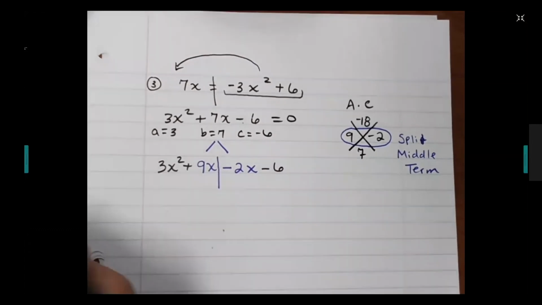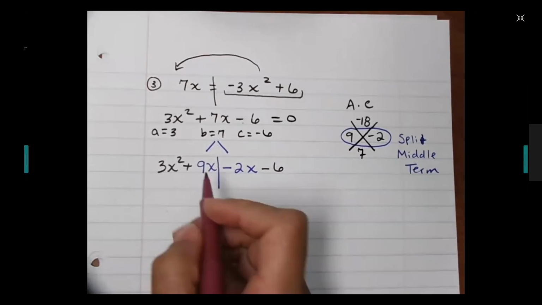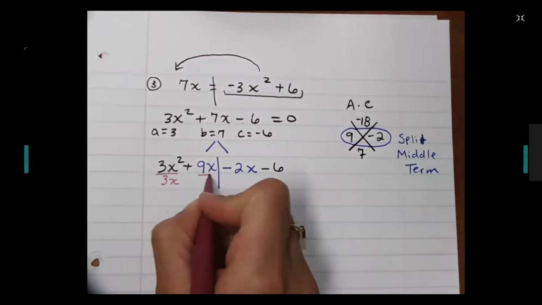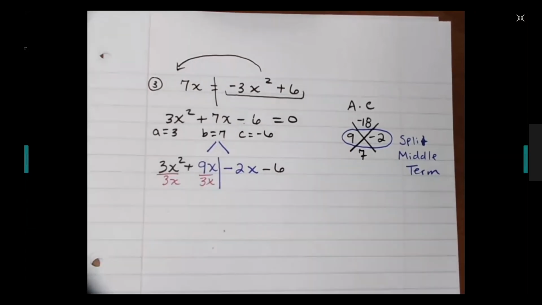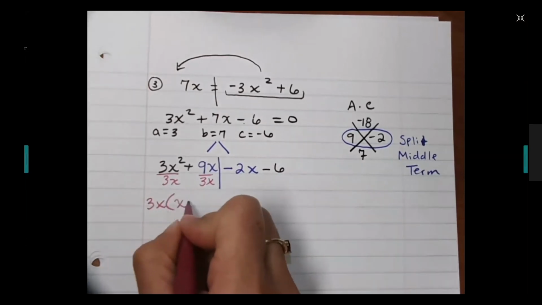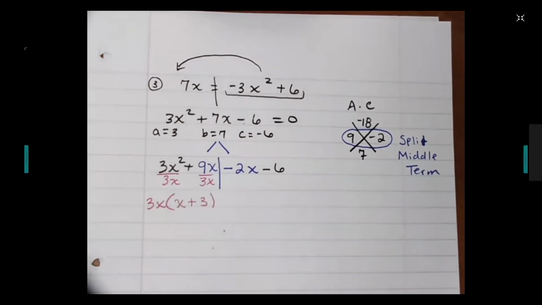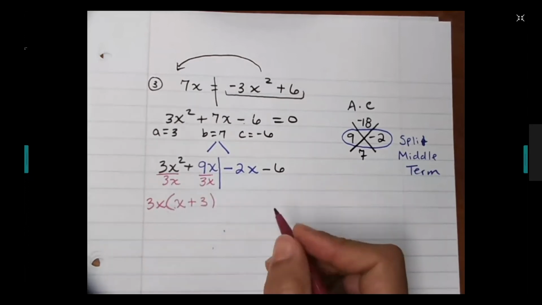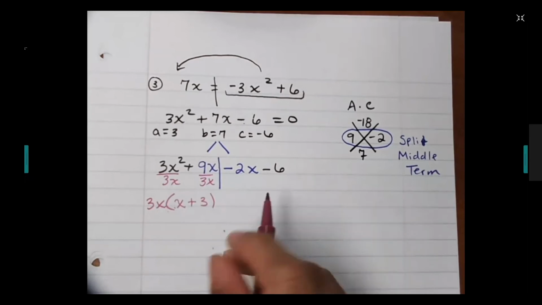So for the first set, I can divide by 3x. So you factor out your 3x, and that leaves you with x plus 3. And then if you multiply it back in, you should get the same thing back. 3x times x is 3x squared. 3x times 3 is 9x. So you can always mentally check to double check that you did it right. All right, so that's done.